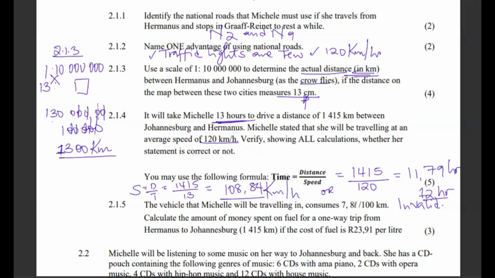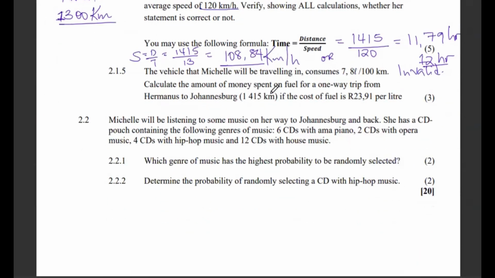All right. Look at question number 2.1.5. The vehicle that Michelle will be traveling in consumes 7.8 liters per 100 kilometers. Calculate the amount of money spent on the fuel for a one-way trip from Hamins to Johannesburg. Remember, we are using 1,415 kilometers. If the cost of fuel is this much, we are determining the amount spent.